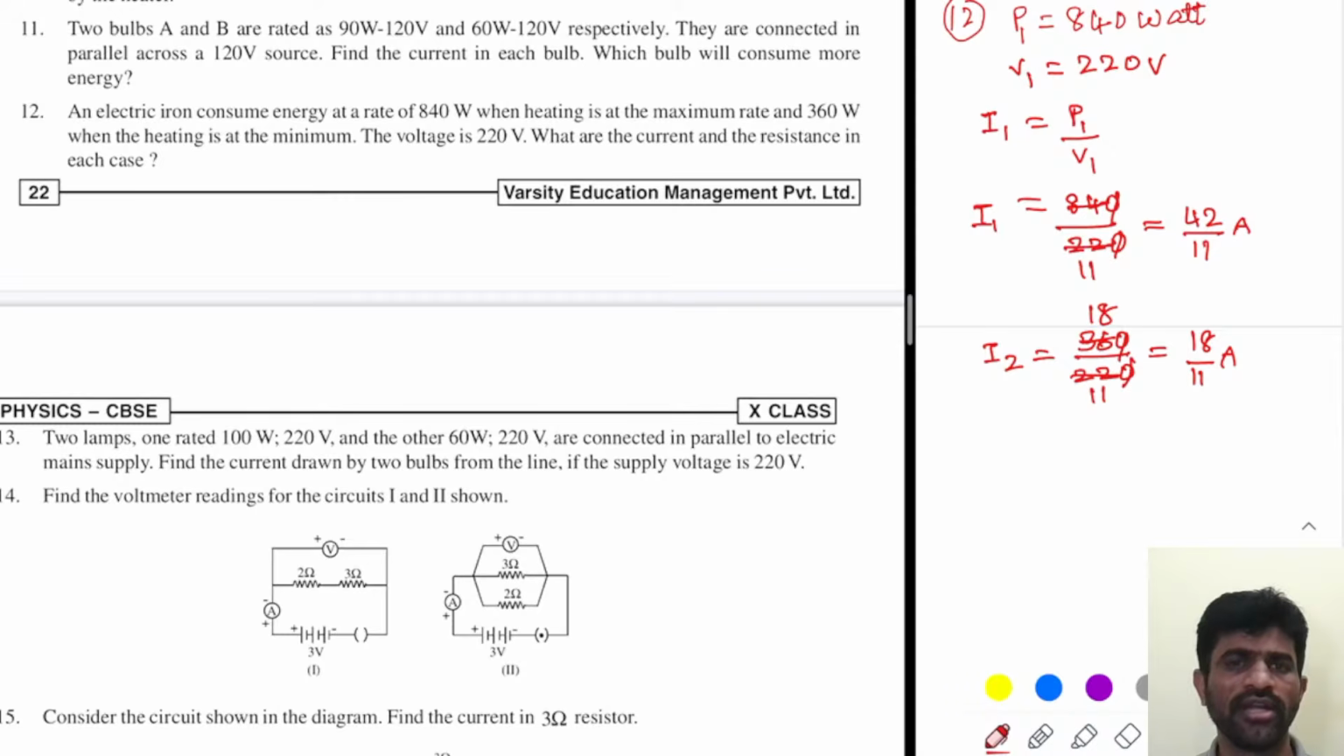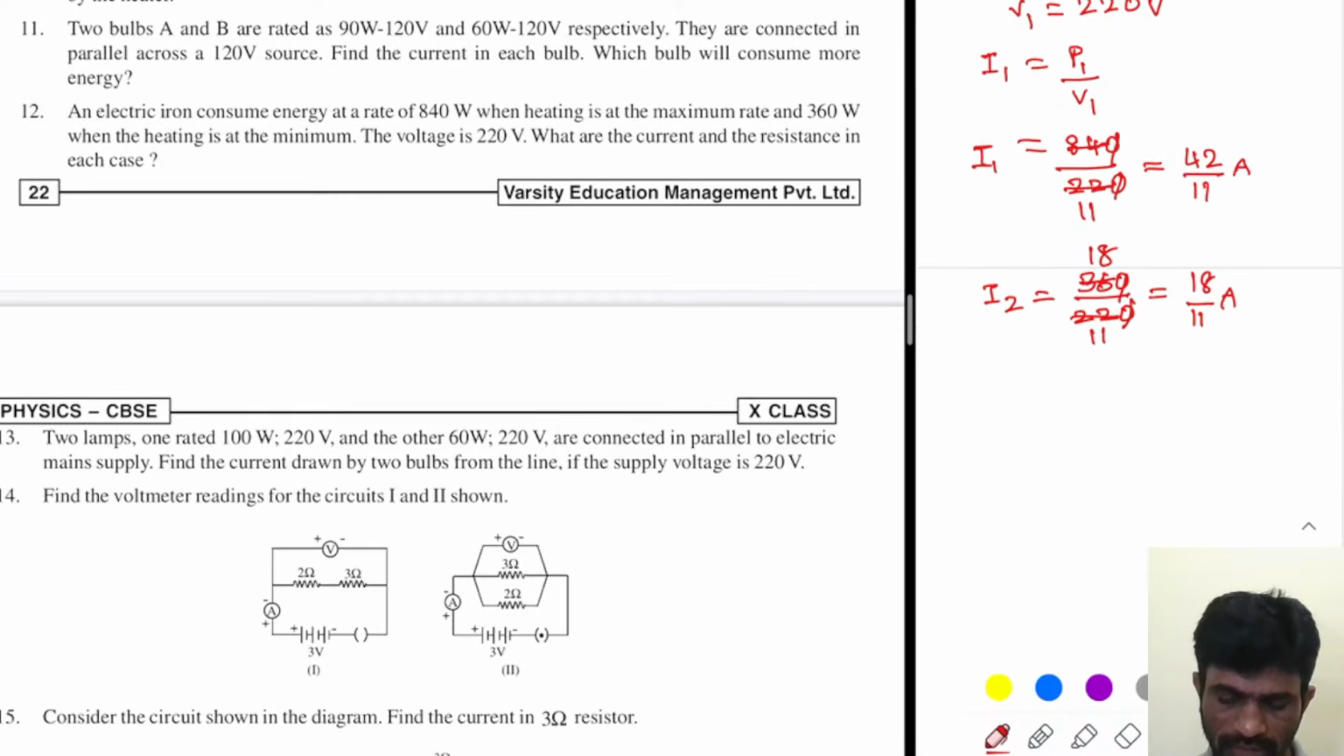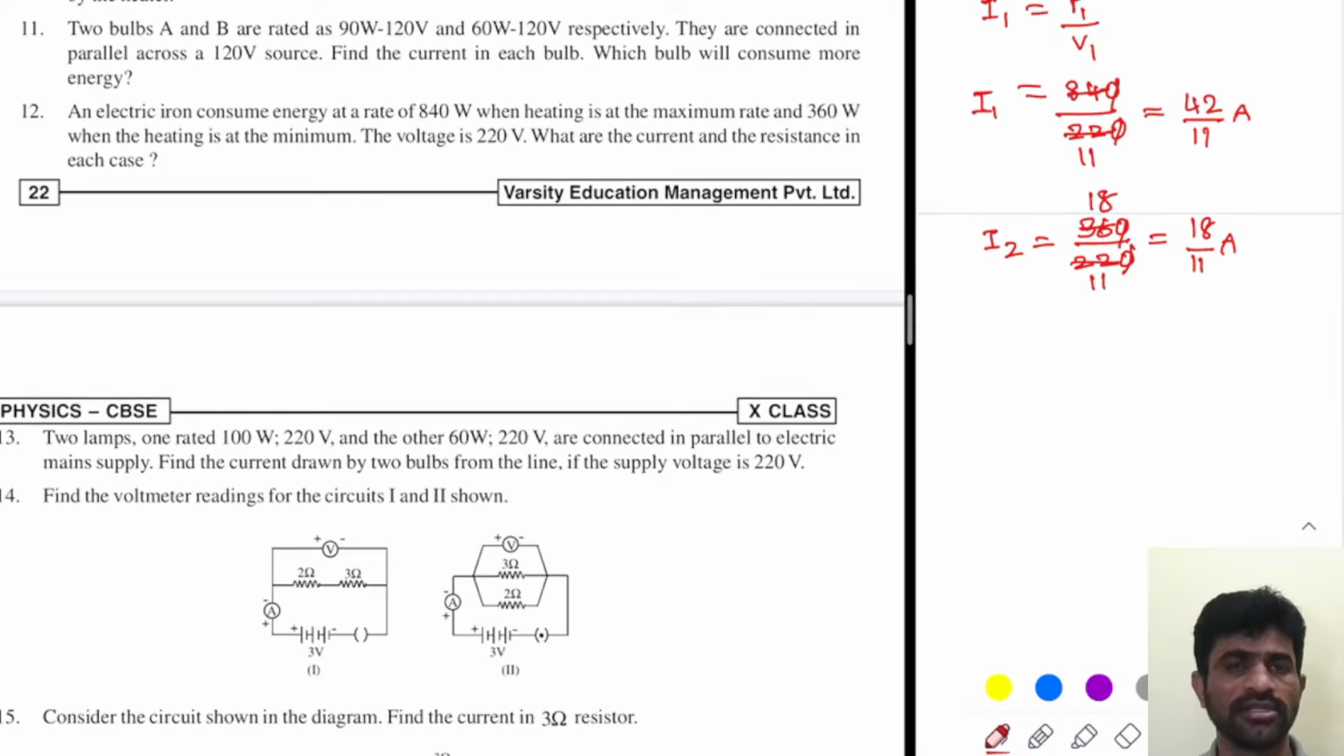Now they are also asking to find the resistance in both the cases. You can leave it like this, 42 by 11 and 18 by 11, or if you want, you can convert them into decimals also. Right now, after we get this, they are asking to find resistance.